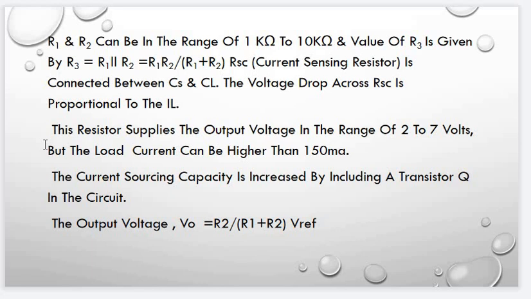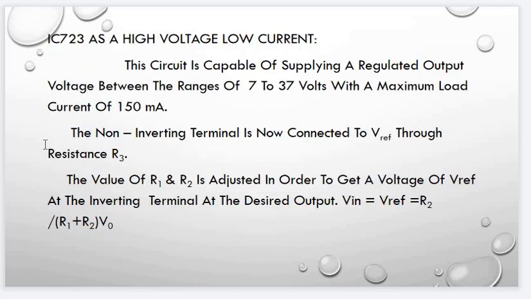This circuit supplies the output voltage in the range of 2 to 7 volt. The load current can be higher than 150 milliamps. The current sourcing capacity is increased by introducing a transistor Q in the circuit. The output voltage V0 is equal to R2 divided by R1 plus R2 into V reference.